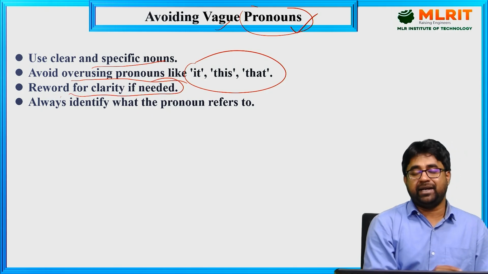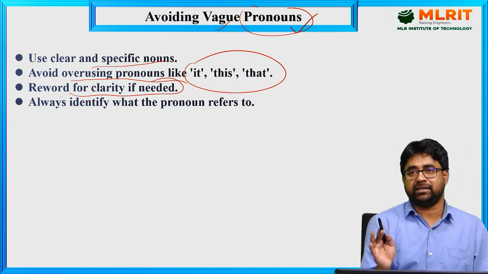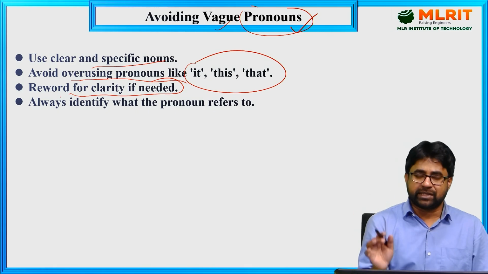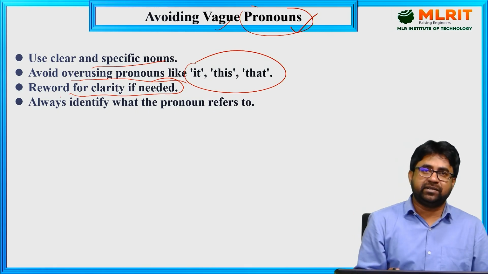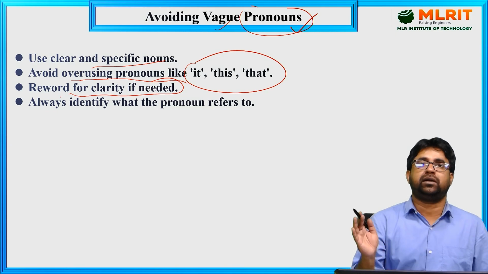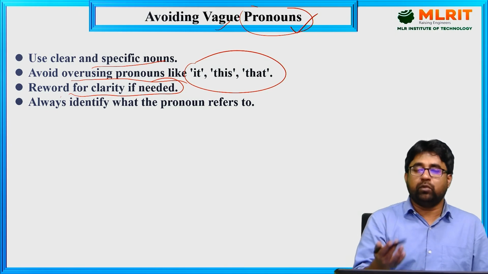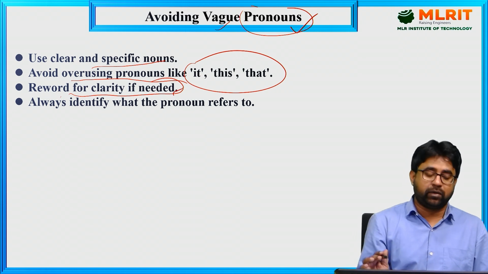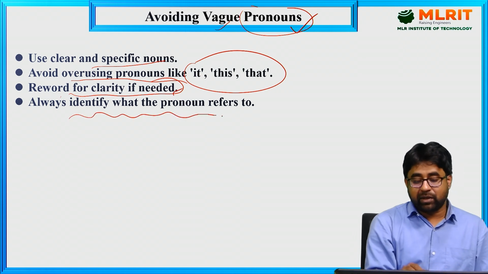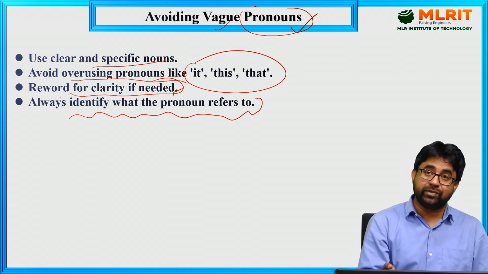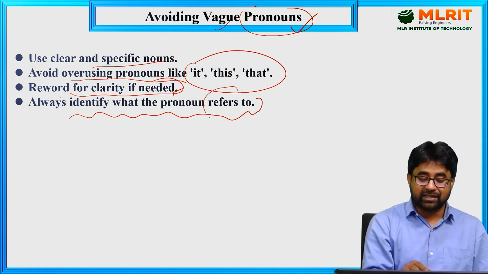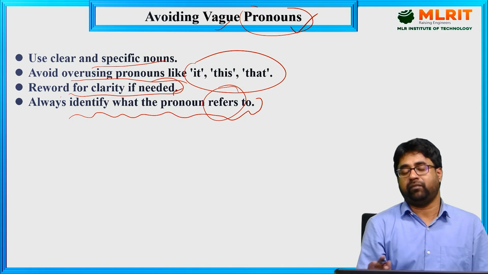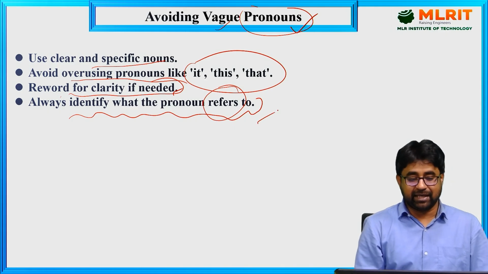Reword for clarity if needed. Reword the sentences. It's not only about adding the reference point for the pronoun. Sometimes you can reframe the sentence in such a way that you are not using any pronoun at all, because that would probably give more clarity. So go for it. Always identify what the pronoun refers to. If at all you are using a pronoun, make sure that it is referring to a particular noun absolutely clearly. Fine? I hope it is clear. Now let's see the next area.